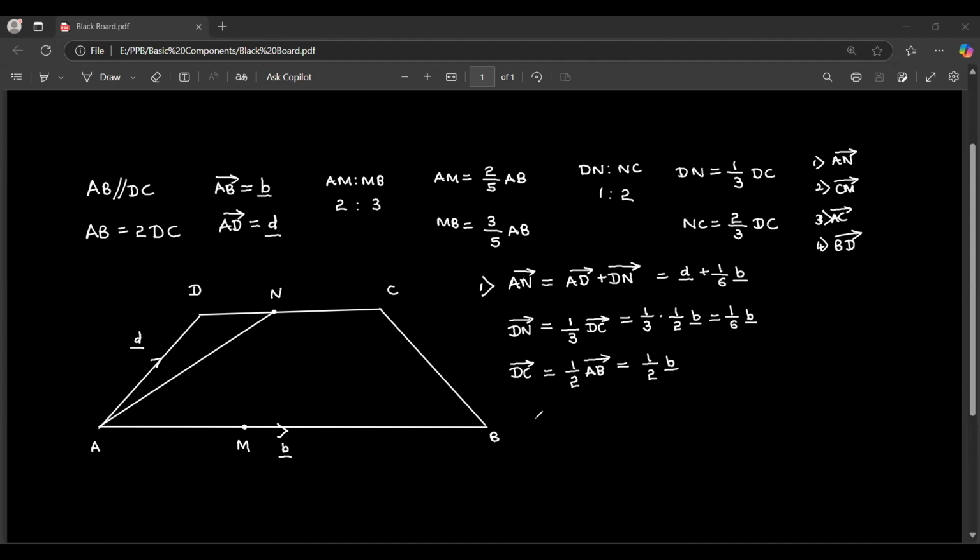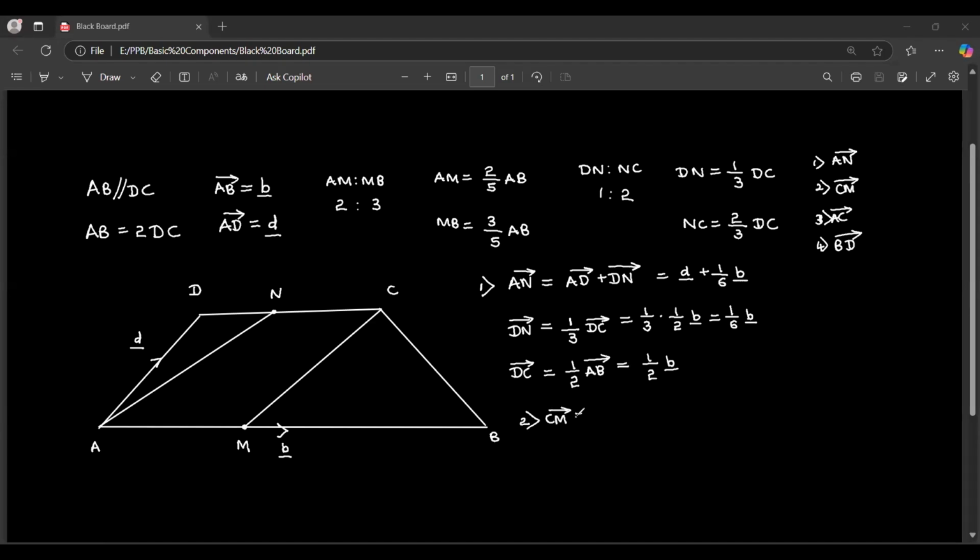Similarly, we can find out CM too. CM is also not that hard. To find out CM, we can go CD, BA, and AM, or we can go CB and BM. But for that, we have to find out CB. Whatever method you like, we can follow. Here, I'm going to use CD, BA, AM.